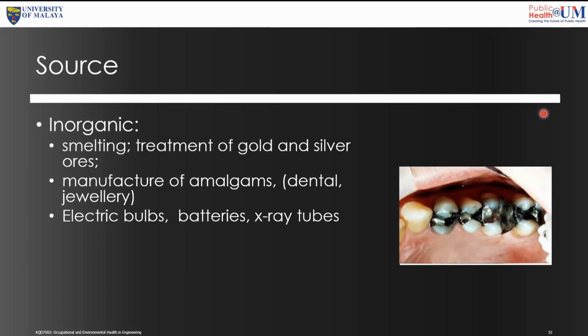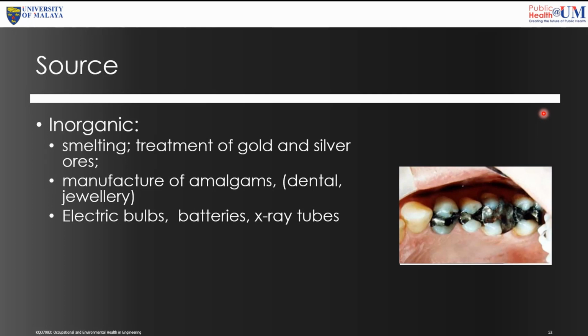All right. Inorganic mercury, including elemental, you can find in smelting and treatment of gold and silver ore. When you smelt silver or gold ore, you use mercury as one of the products. Of course, currently you use cyanide. Cyanide is also one of the products used for smelting gold. All right. Manufacture of amalgam, dental and jewelry.